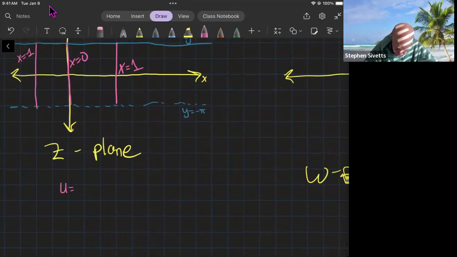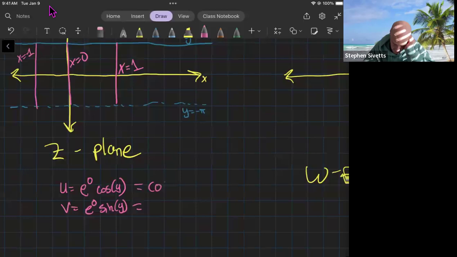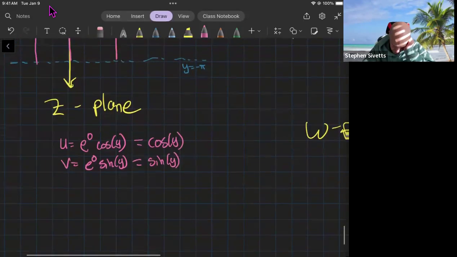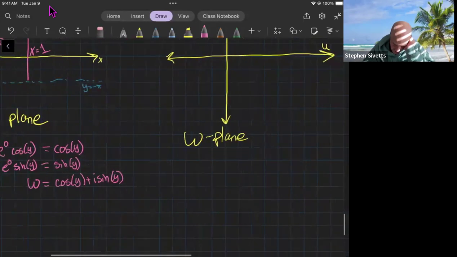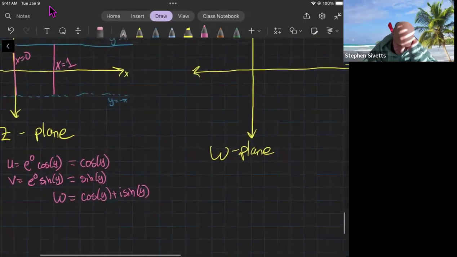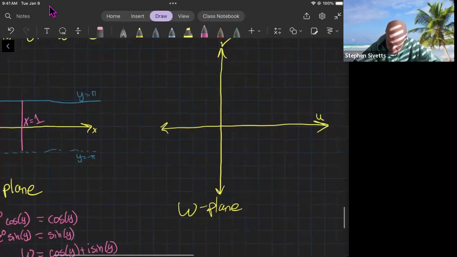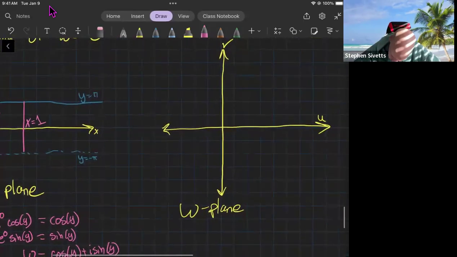is fixed at 0. So that means u is e to the 0 cosine y, and then the v coordinate is e to the 0 sine y. In terms of the real numbers, e to the 0 is 1. So we'll just get cosine y, and then we'll get sine y here. Okay? So in the w plane, this will correspond to cosine y plus i sine y. That's just the unit circle, right? y is in between minus pi and pi.